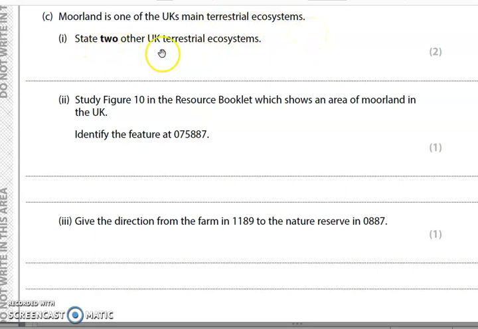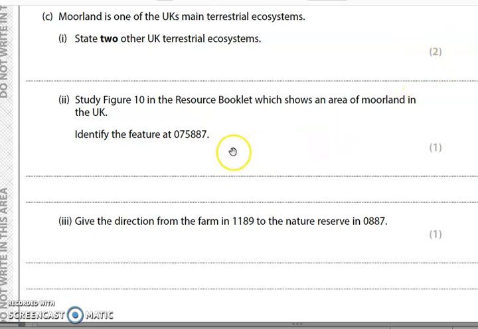State 2 other UK terrestrial ecosystems. As the command word is state, you just need to give the name of them. You don't need to give reasons or descriptions of them, but you've got to give 2 different UK terrestrial ecosystems. UK, obviously, make sure they're in the UK. You can't give tropical rainforest, and terrestrial means on land, and you will get 1 mark for each. So have a go at that now.